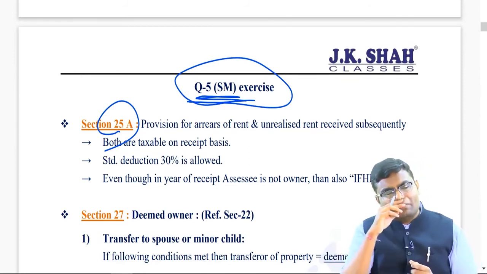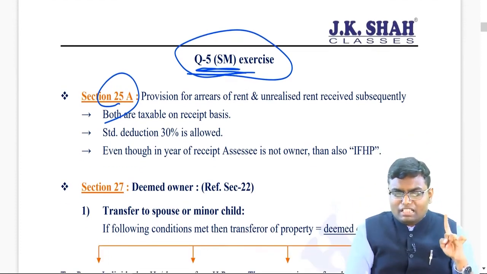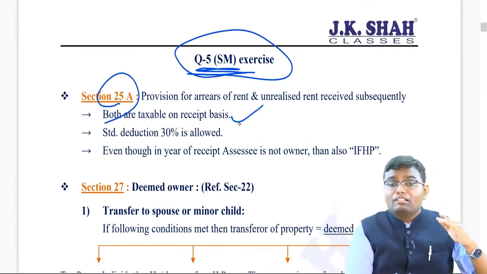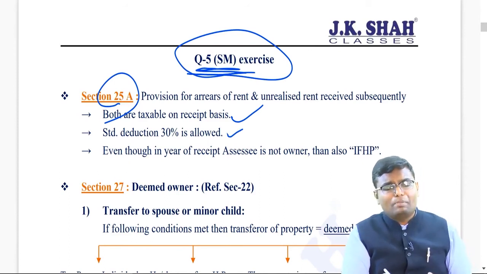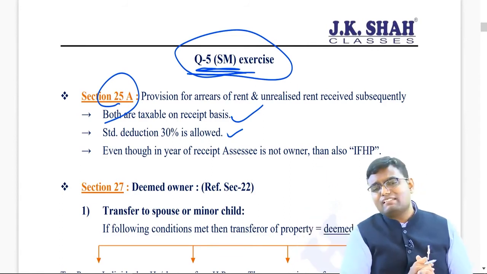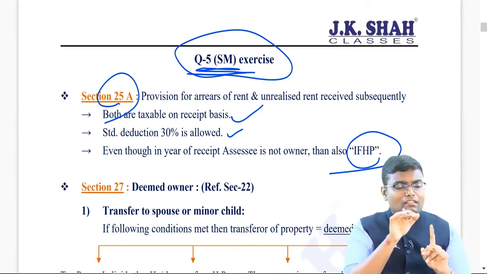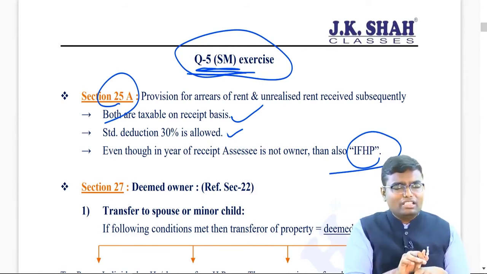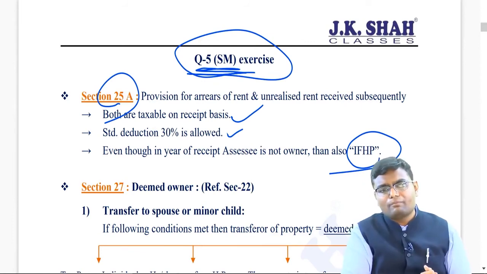Arrears of rent or recovery of arrears, unrealized rent. Remember, in whatever year you receive it, it will be the income of that year. But from that, you compulsorily deduct 30% standard deduction under section 24 clause A. Even though you are not the owner of that property right now, the income belongs to the period for which you were the owner, and that's why this recovery will always be taxable under the head house property. So in one line, recovery of unrealized rent and recovery of arrears of rent are always taxable under the head income from house property after 30% standard deduction.